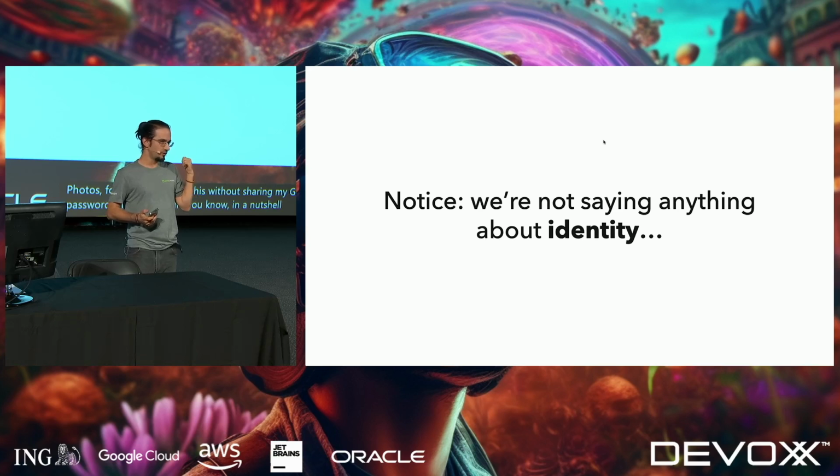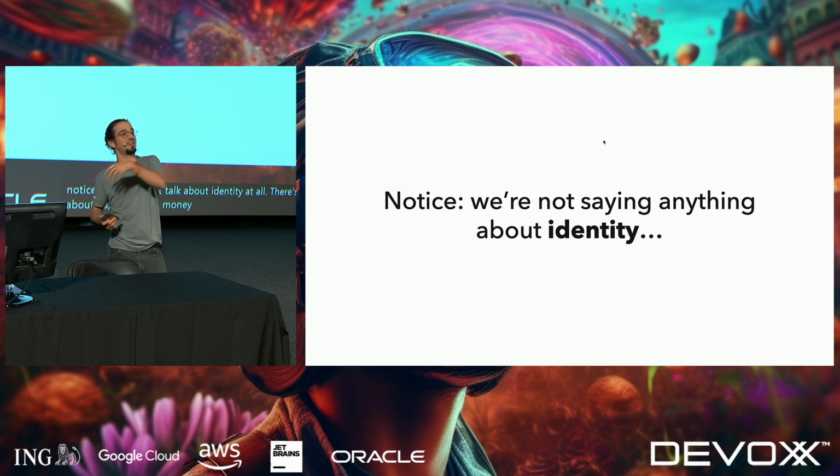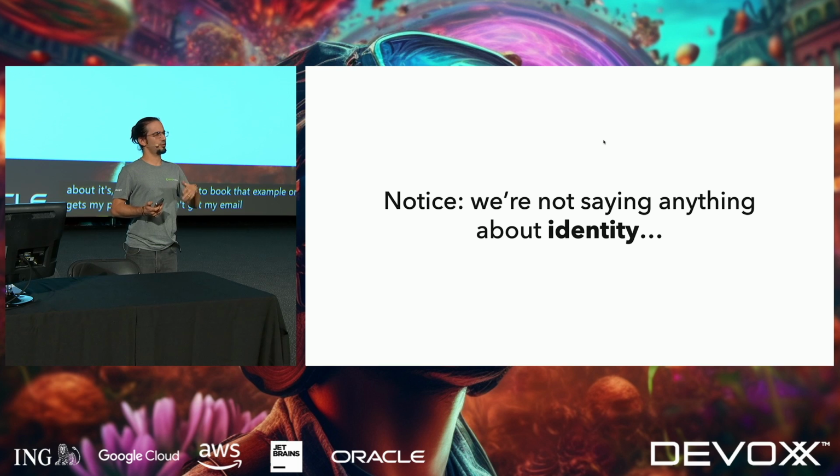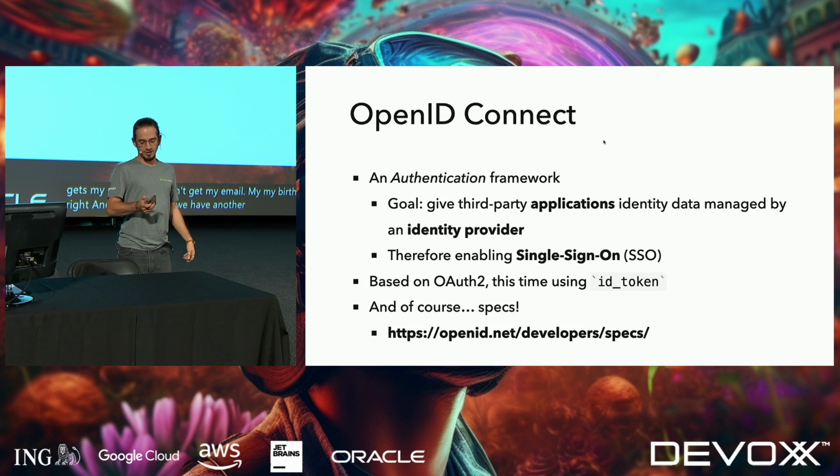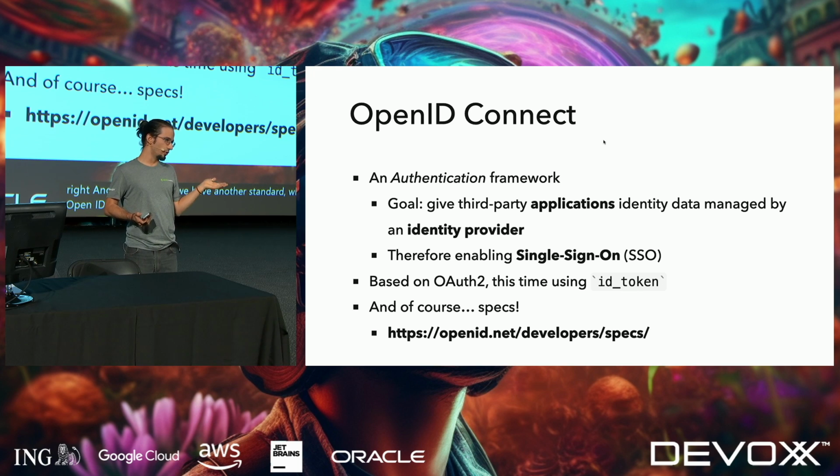And you notice here, we don't talk about identity at all. myphotobook.example.com gets my photos. It doesn't get my email, my birthday, so on, right? And so that's why we have another standard, which is OpenID, and it's a framework for authentication, so that myphotobook.example.com can know who I am, can get my email. I can do SSO with OpenID, right?